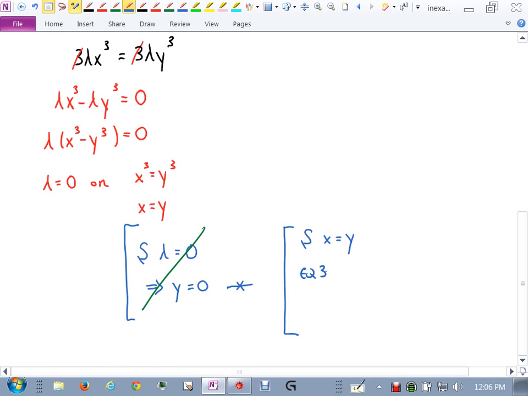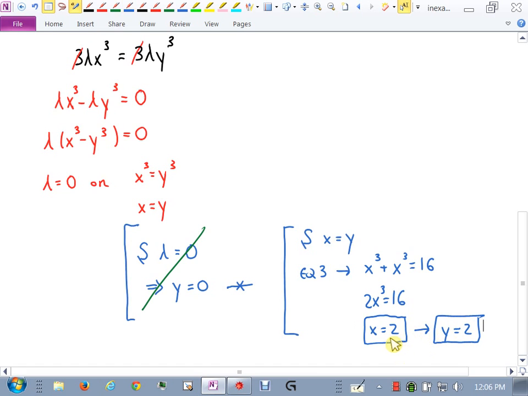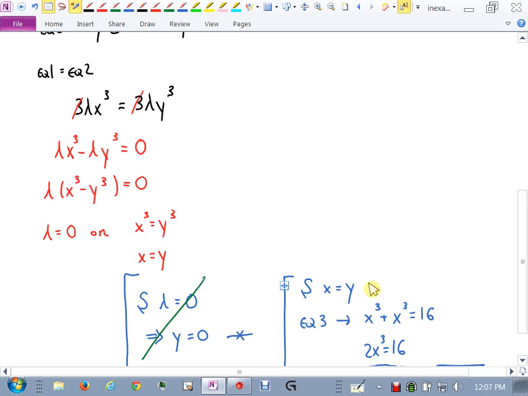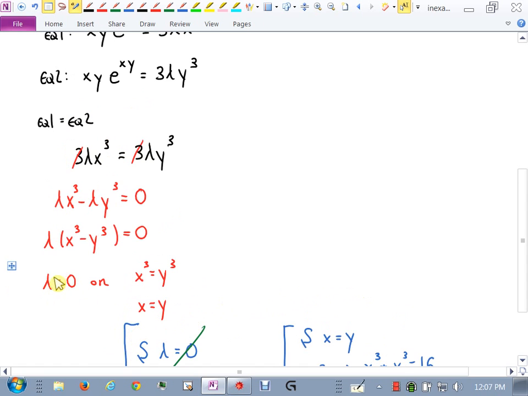Equation 3 tells me that I will have x cubed, replacing the y with x, plus x cubed must equal 16. That's 2x cubed must be 16. So x must be 2, right? But if x is 2, what's y? 2. Because we said x had to be y. Do we have an x, and y, and a lambda? Well, we have an x and y, right? This is gone. We're not even dealing with that.